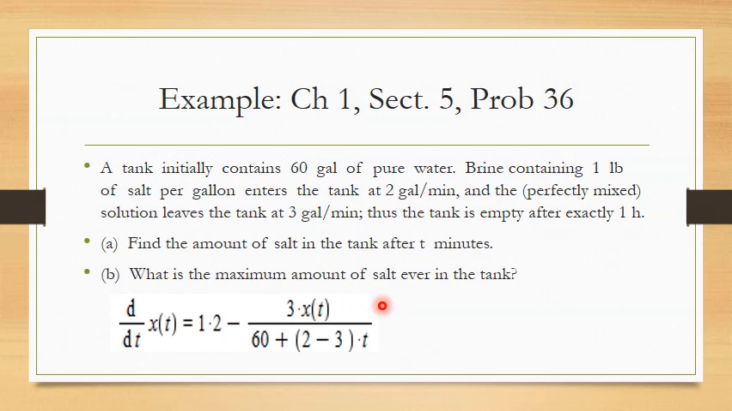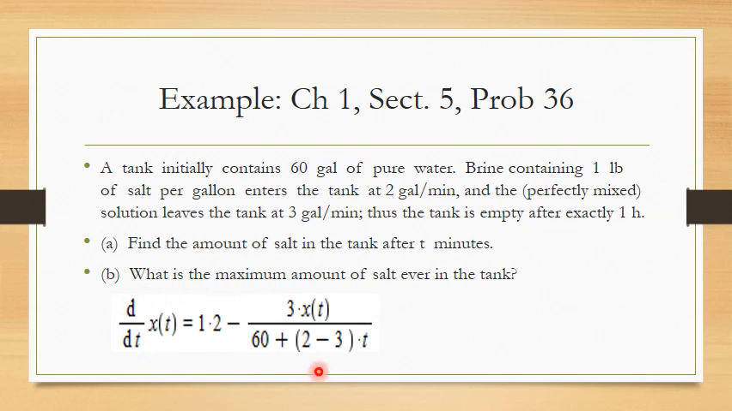Well, now we have to figure out how much volume is in the tank. Well, that's this. This is volume. Initially, it's 60 gallons. And I add to it whatever comes in minus whatever goes out. So it's coming in at 2 gallons per minute. It's going out at 3 gallons per minute. And then if I multiply that by time, this is a volume unit. So I have a volume here plus another volume. This gives me the volume of liquid in the tank. And if I divide that into the amount of salt in the tank, I get the concentration.